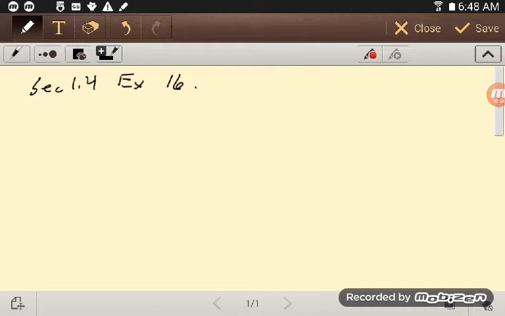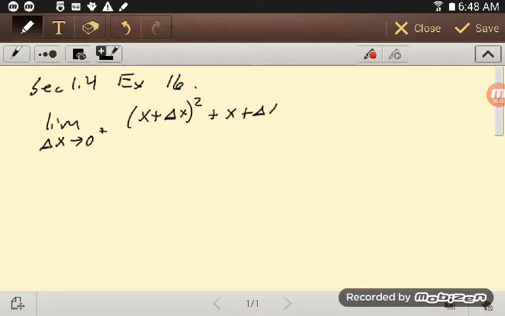This is from the right, so this is the limit as delta x goes to 0 from the right of x plus delta x squared plus x plus delta x minus x squared plus x over delta x. And in this case, the problem is we head to 0.